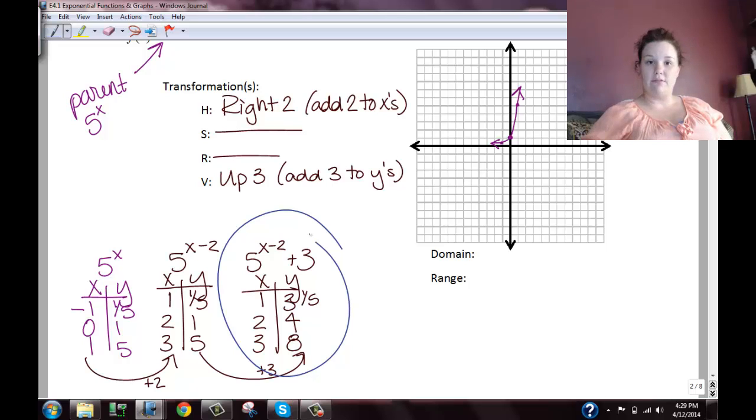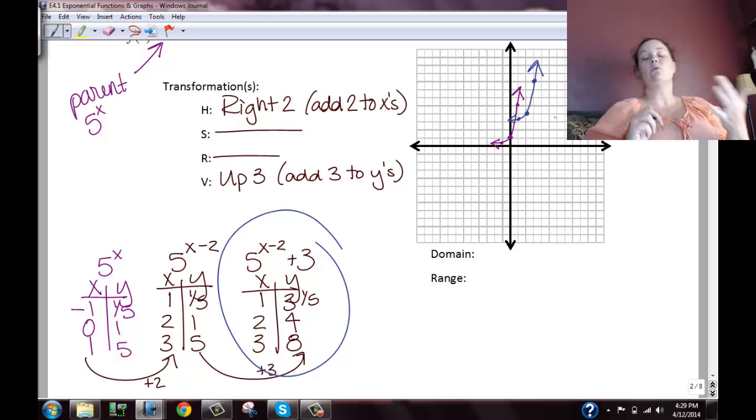I want to go ahead and graph these ordered pairs. So when x is 1, y is 3 and 1/5. At 2, I'm at 4. And at 3, I'm at 8. So notice now my function looks like this.